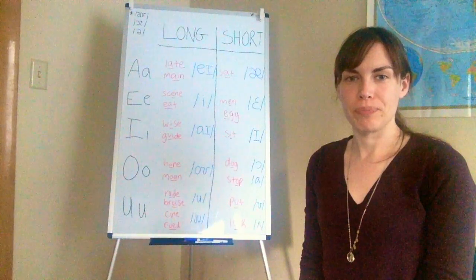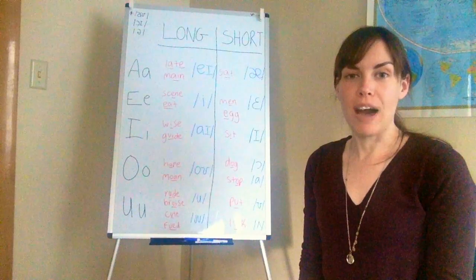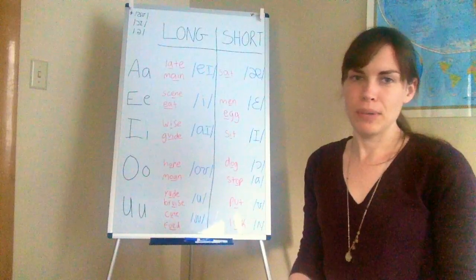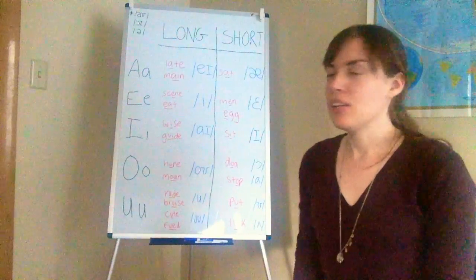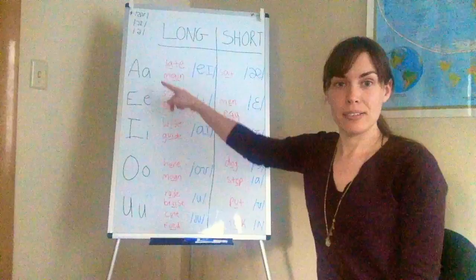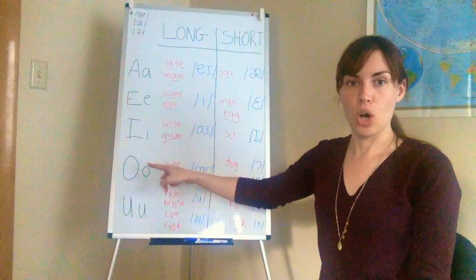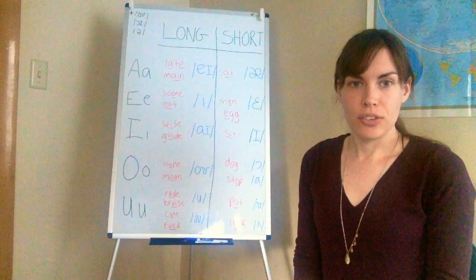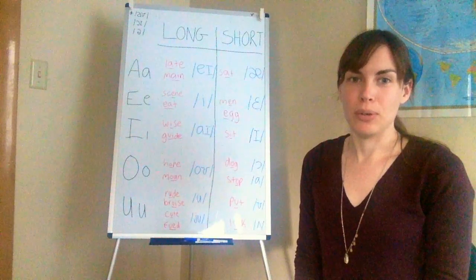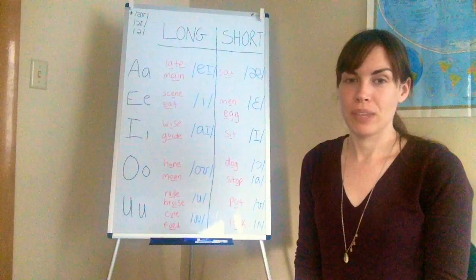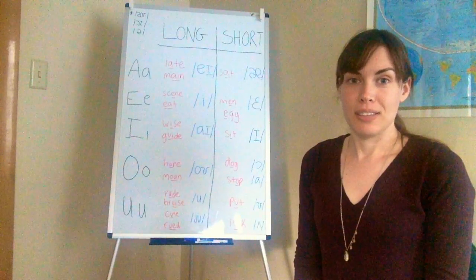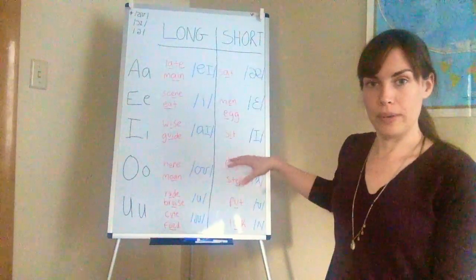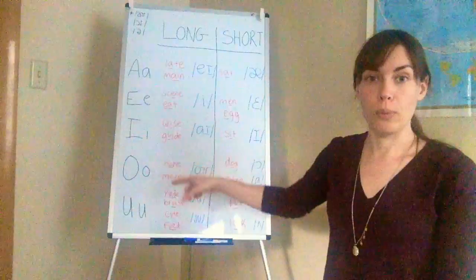I'm going to talk to you today about long and short vowels. First of all, there are 5 vowel letters in American English, 6 if you include Y, but we're not going to include that today. So there are A, E, I, O, and U. For those 5 letters, there are actually 16 vowel sounds in American English. 13 of those 16 sounds can fall under the categories of either long or short for one of these vowels.